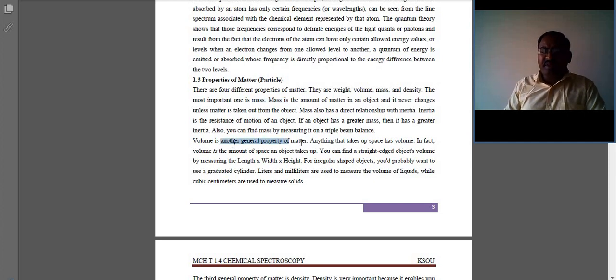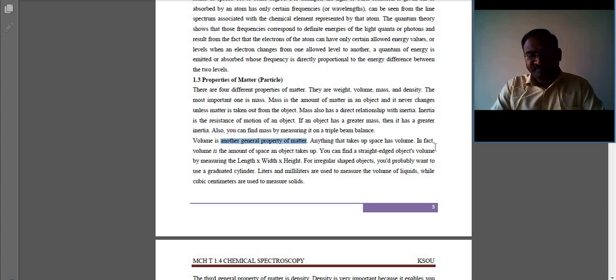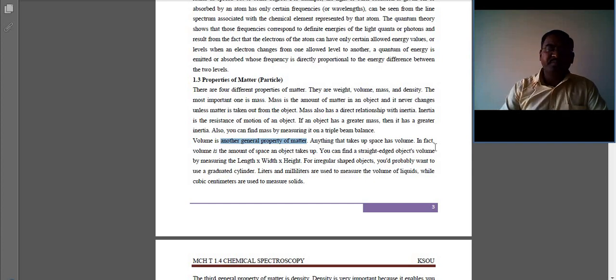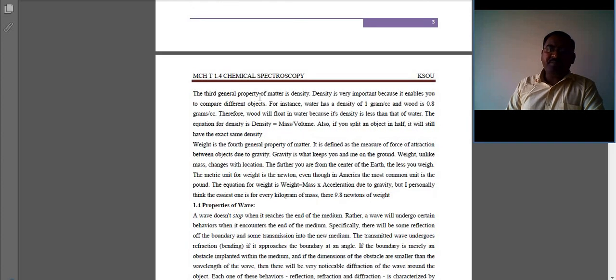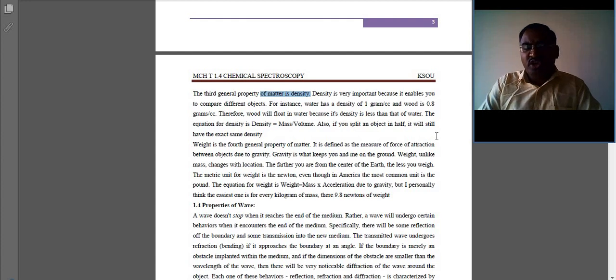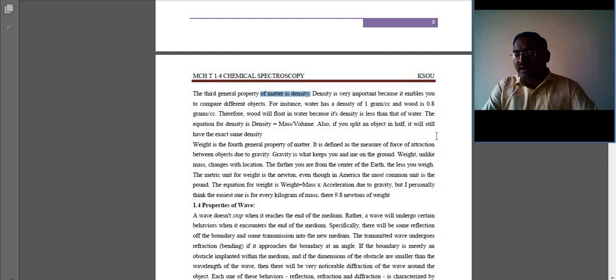Volume is another property of matter. The SI unit for this is meter cube, meaning length into breadth into height. The third property is density. Density means mass by volume, expressed in the CGS system as gram per centimeter cube and in the MKS system as kg per meter cube.